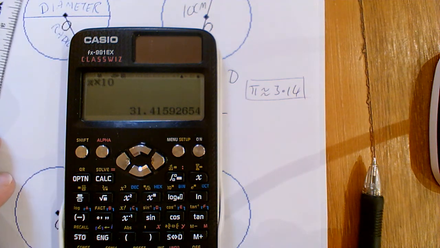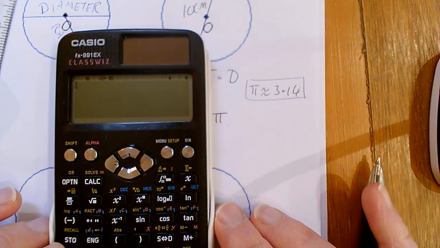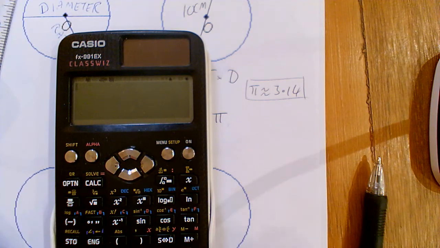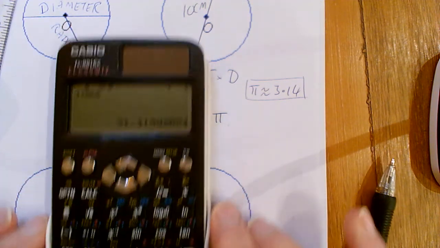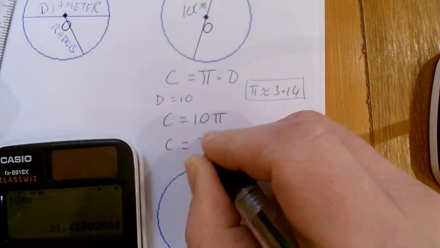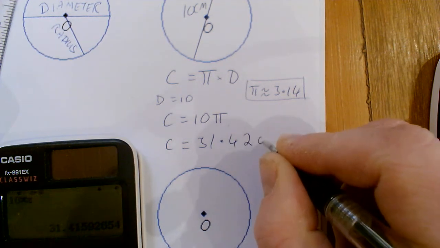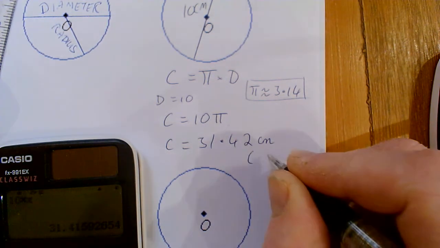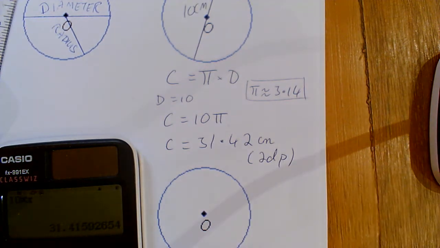31.41592654. Now that's truncated the answer there. It will carry on because pi is irrational, so it'll just carry on forever. I've cleared it. That was a mistake. 10 times pi. So give your answer to whatever degree of accuracy it asks for. In this case, I'm going to do 31.42 centimetres, and in brackets, I've rounded that to 2 decimal places. So that's found the circumference.